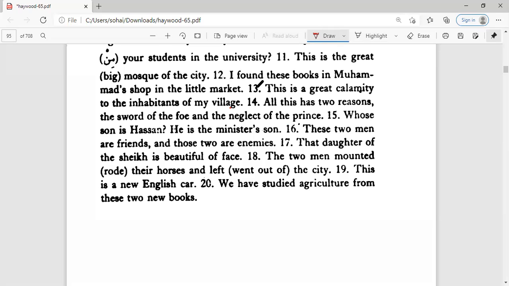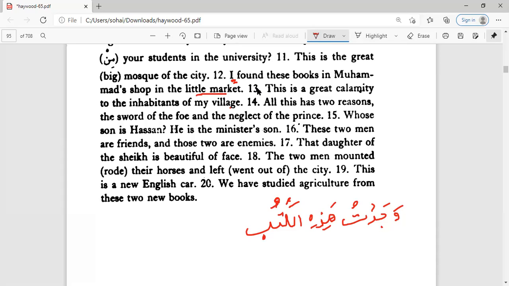I find these books in Muhammad's shop in the little market. It's a long sentence. To find is wajada. I found is wajadtu. Okay. These books, kutubu, fee. So you need to watch the video.